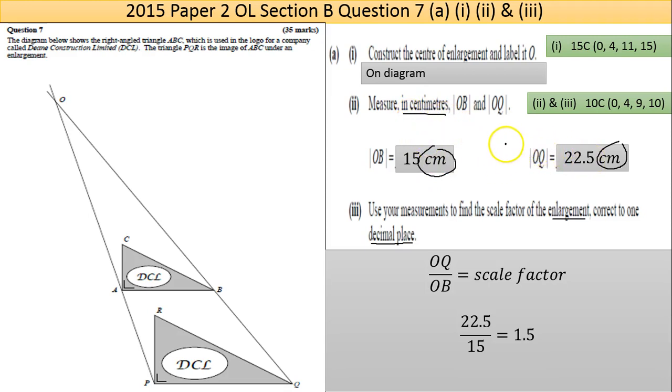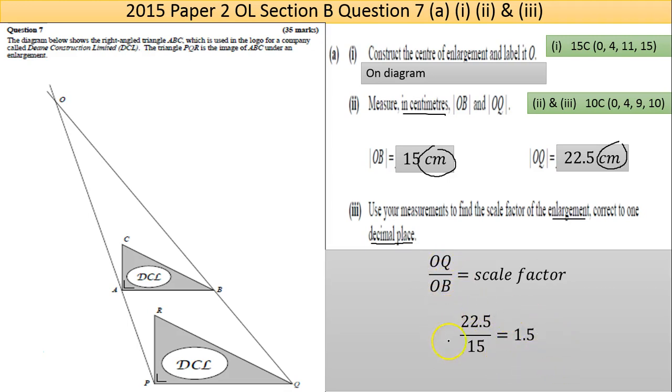It can be a reduction of 4 or 5, maybe more marks over a paper. 4 or 5 marks can be an awful lot when you break it down. But anyway, the OQ was 22.5. That was the long line. OB was 15, the low line. Divide them together, you get 1.5.